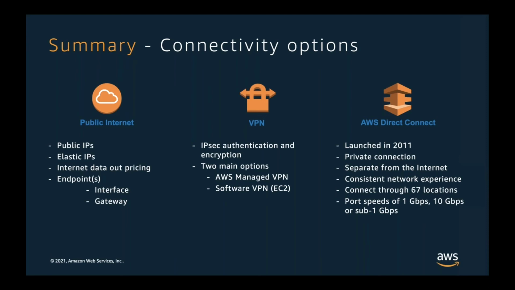Or you could even do a software-based VPN, where you install your own VPN software on an EC2 instance. Direct Connect launched in 2011. Again, it's private connectivity. So for those customers looking for that private connectivity, Direct Connect is definitely the way to go. You get a consistent network experience, again, 1 or 10 gigs. And even if you were to do a LAG, where you group multiple connections together, you'll be able to get a much more burstable speed. I think it's up to about 40 gigs transfer speed.